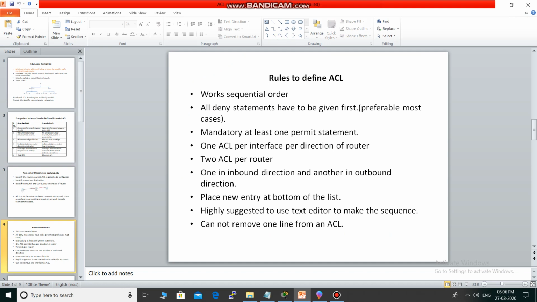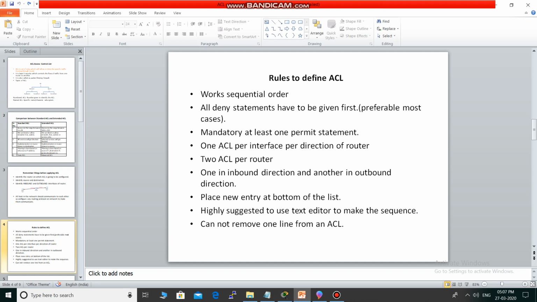Basically ACLs work in sequential order. That is, they work in a sequential manner. All deny statements have to be given first. Preferably, in most cases you can use a permit statement. At least one permit statement is required after the deny statement. We need to apply one ACL per interface per direction of the router. That means you can apply two ACLs per router interface, one in the inbound direction and another in the outbound direction.